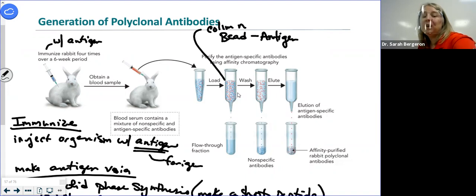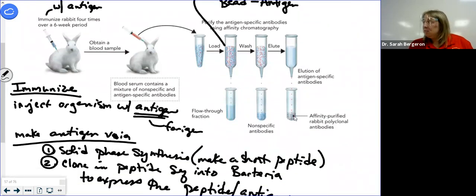And then you can elute it with varying salt concentrations and things like that that will make it release. So basically the non-specific antibodies should wash right through. They shouldn't bind to the column. Only when I add some kind of eluting solution, like a high salt concentration, will my antigen-specific antibodies be released. Now I have this pool of antibodies that are specific to my antigen.